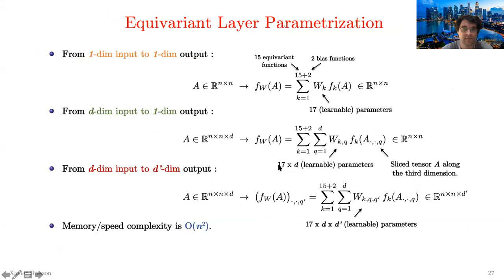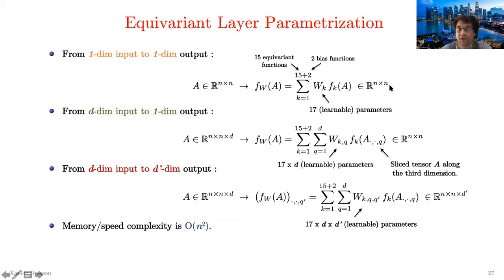Okay. So now, how do you parameterize your equivariant functions? So f of w. f is the equivariant function, and w are going to be some parameters that you are going to learn by backpropagation. So how to go from one dimensional input to one dimensional output? Here you have only one dimension as an input, one dimension as the output.